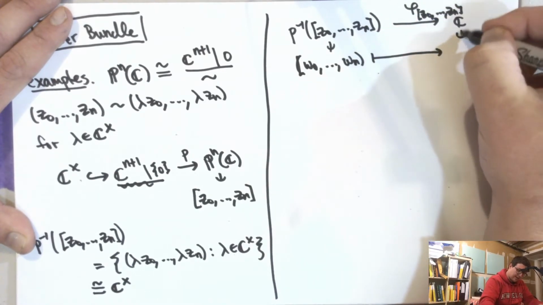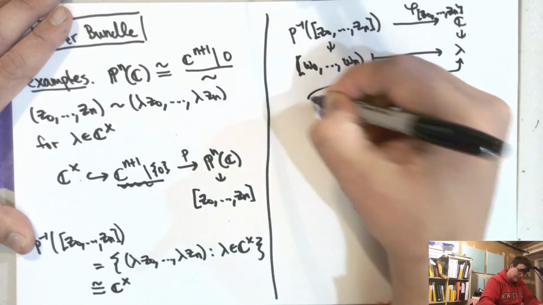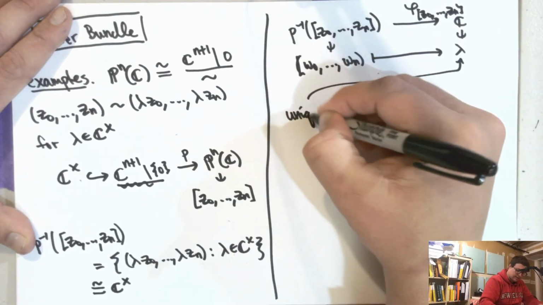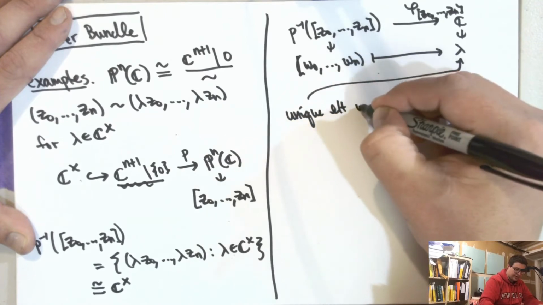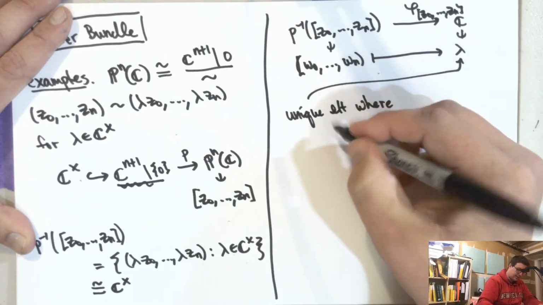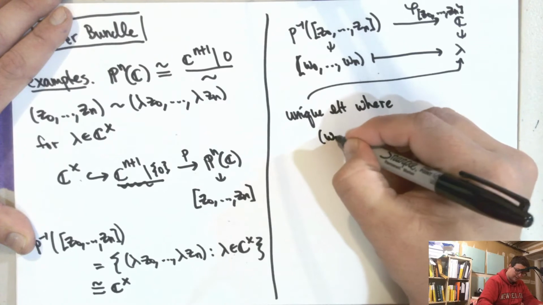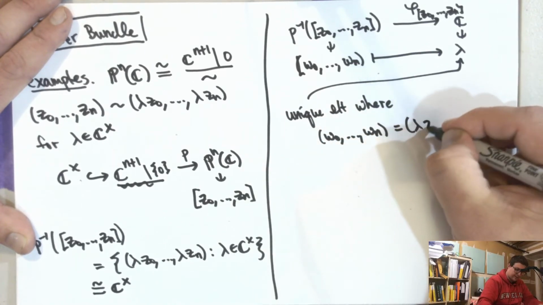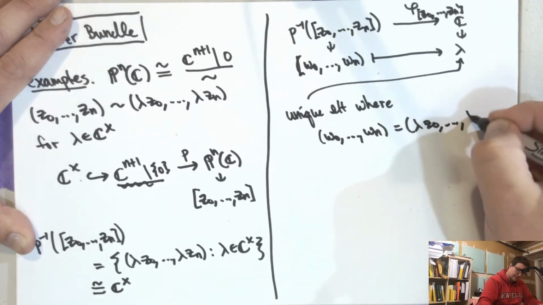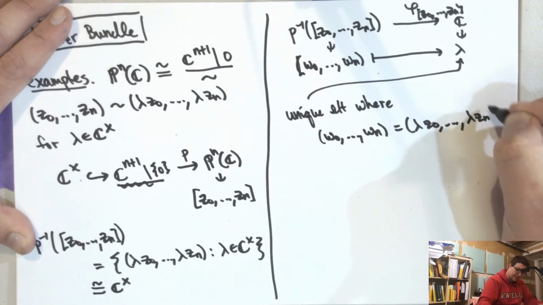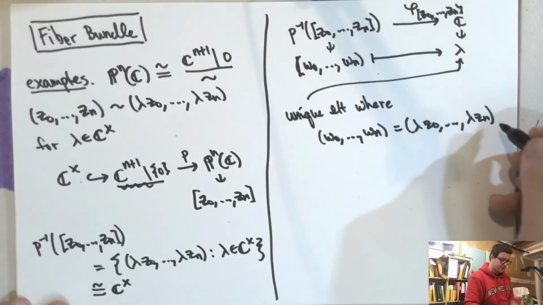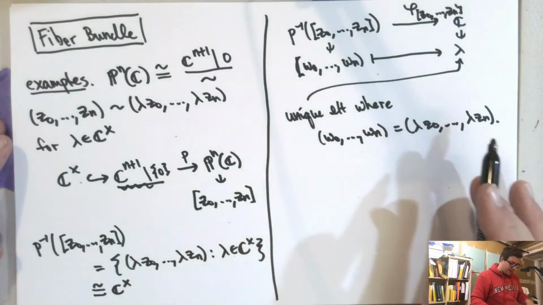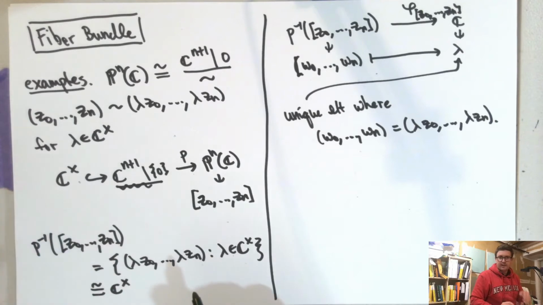and it goes to lambda, and this is the unique element where w0 to wn is equal to lambda z0 to lambda zn. I guess you could just divide two of the coefficients. Okay, so this is a fiber bundle with fiber isomorphic to the punctured plane. All right, so that's one of our fiber bundles.